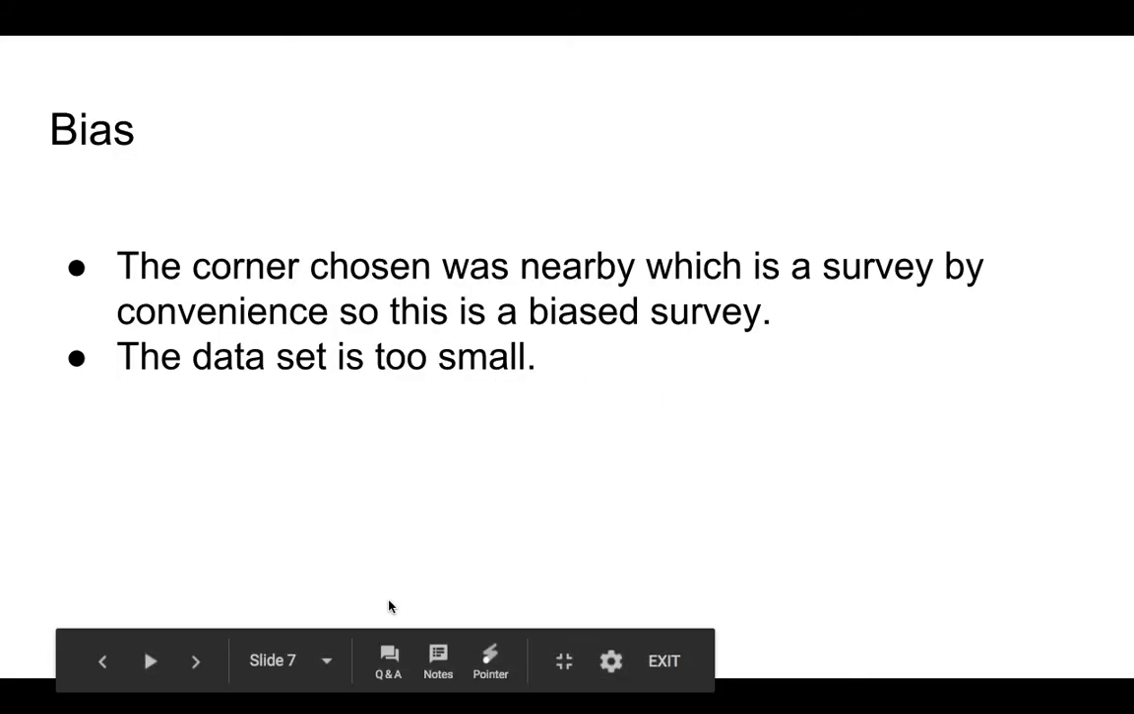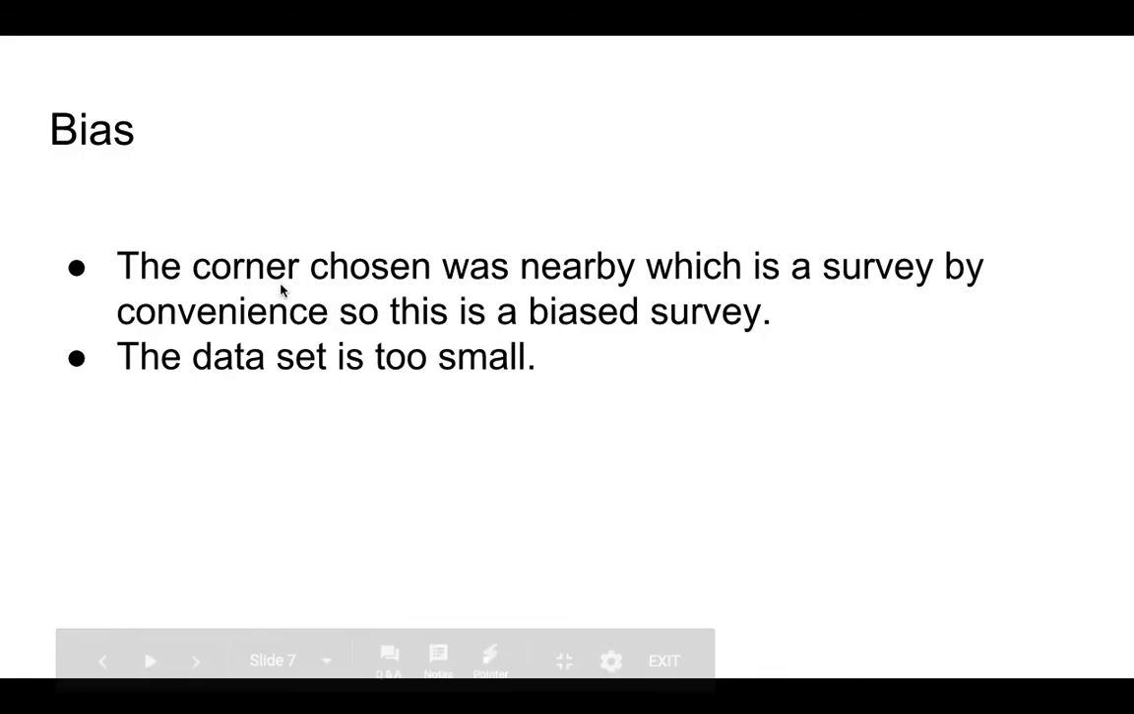So there was some bias that could have come in. The first one is I just chose whatever corner happened to be nearby. And when you do that, that's called a survey by convenience. And every survey by convenience is always a biased sample by definition. So there was some bias there just because I picked some random corner that was nearby and I didn't give it much thought. And the other thing is this is a really small data set. So small data sets inevitably have some bias in them as well. So that's 2 sources of bias that I found.